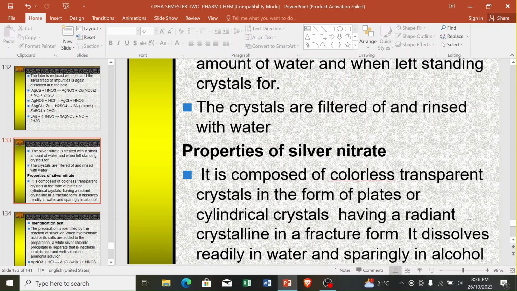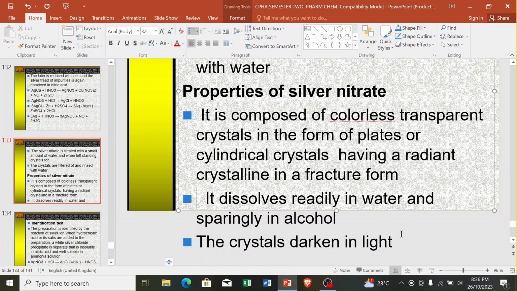It is composed of colorless transparent crystals in the form of plates or cylindrical crystals having a radiant crystalline fracture form. And then we see that it dissolves readily in water. This is another property. It dissolves readily in water and sparingly in alcohol, meaning it is soluble in water, and insoluble or sparingly soluble in alcohol.